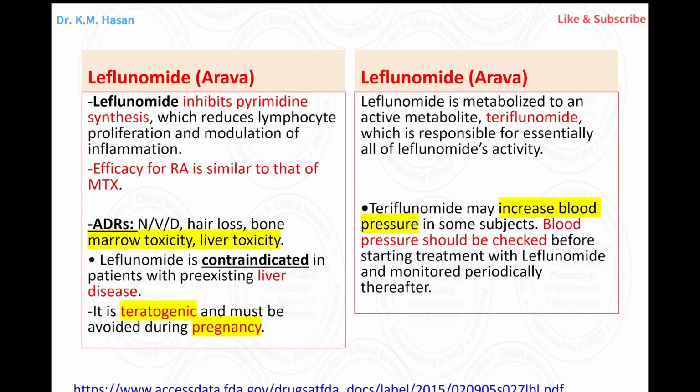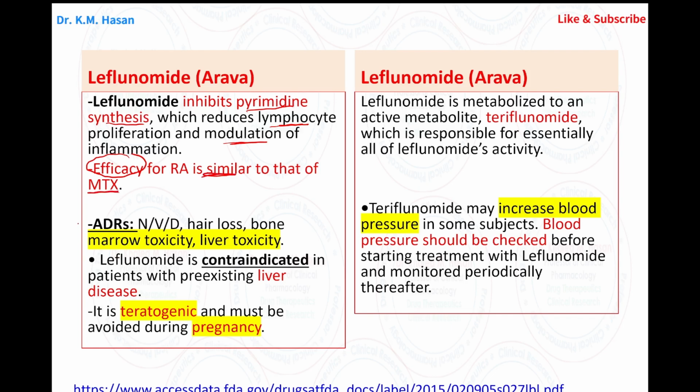Okay, next medication, we have leflunomide, Arava. How does this medication work? We are going to bring the image for that. Leflunomide inhibits pyrimidine synthesis, and this will reduce proliferation of lymphocytes and modulate the inflammation. Efficacy of leflunomide is very similar to methotrexate. MTX stands for methotrexate. So leflunomide, Arava, is very similar to methotrexate.